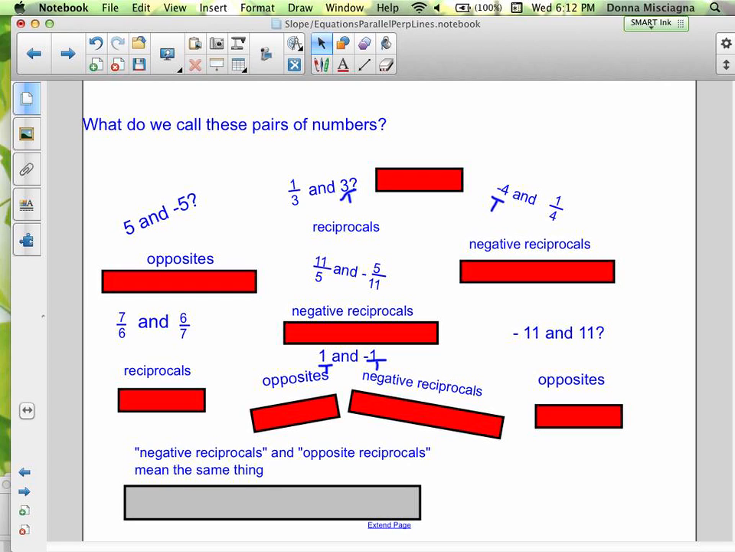And so negative reciprocals and opposite reciprocals mean the same thing. So if in your head you were thinking opposite reciprocals instead of negative reciprocals, well, you were right all along. So in the next podcast, we're going to be looking at what we are going to do with these reciprocals and these negative reciprocals and these opposites. And actually, we're only going to be working with the negative reciprocals. But I want you to answer some questions and see if you can figure out which numbers are negative reciprocals. Bye for now.